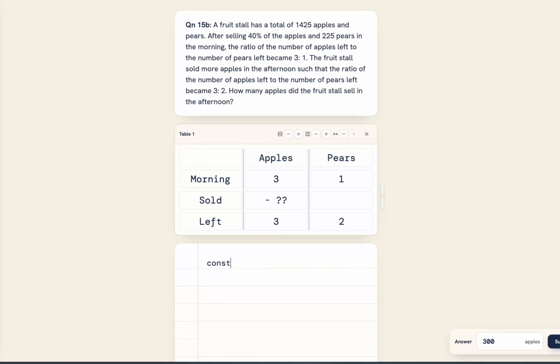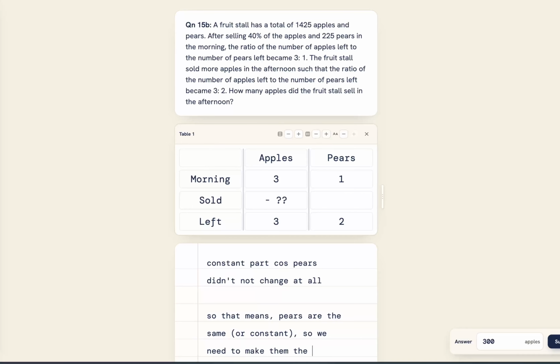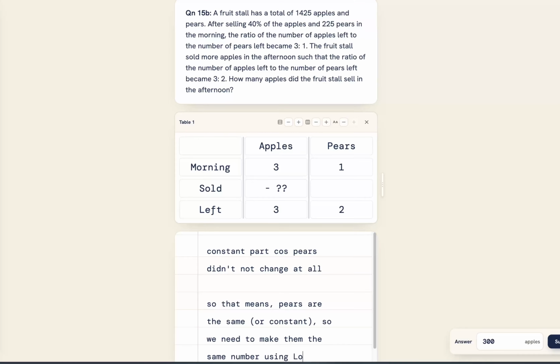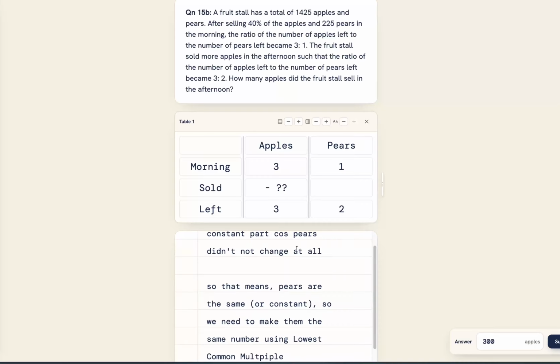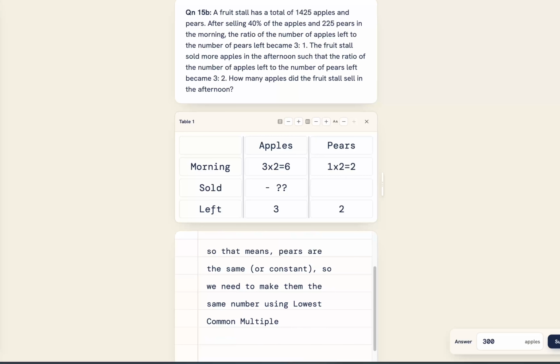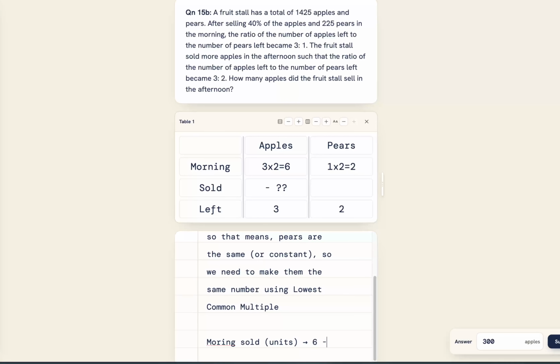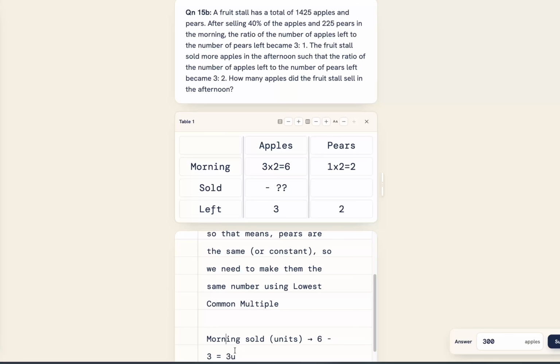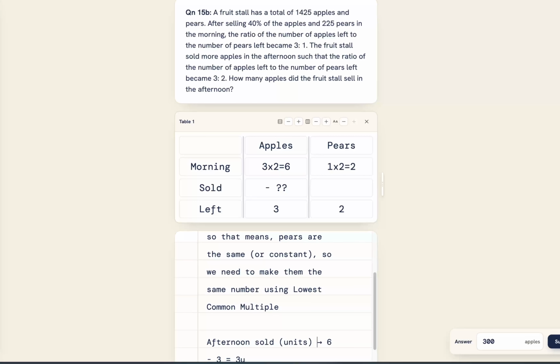So this is what we call the constant part, because pears did not change at all. So that means pears are the same, or constant. So we need to make them the same number using the lowest common multiple. From here, we can just times 2 this. This will become 2, and since we times 2, this will become 6. So therefore, the afternoon sold in units is just 6 minus 3, equal to 3 units.